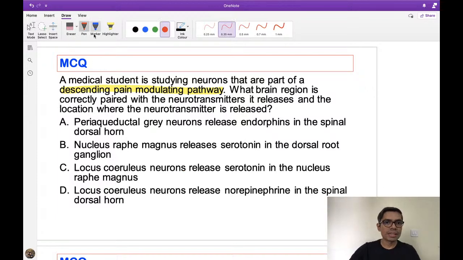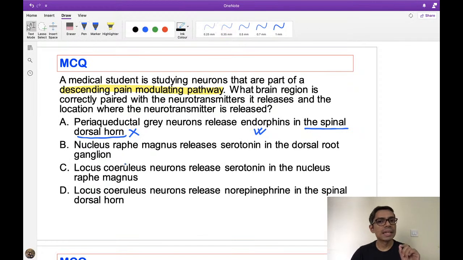First of all, you have to understand that the periaqueductal gray matter neuron releases endorphin. Up to this level, this is correct, but it does not release endorphin in the spinal dorsal horn. So this part is not correct, and this is not my answer. Getting my point? That's why I'm telling you it's a critical MCQ.